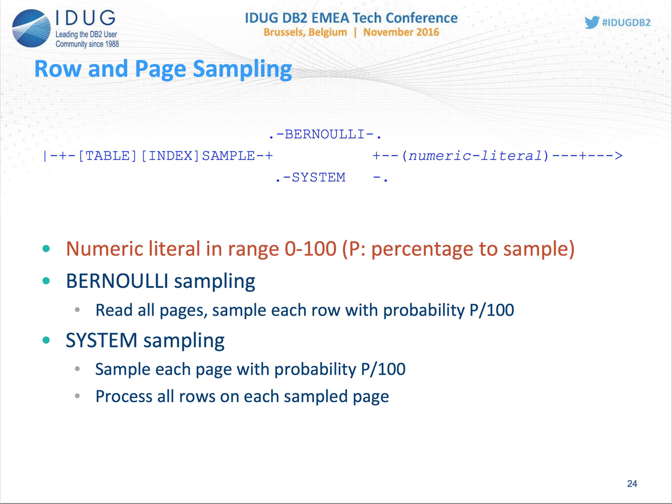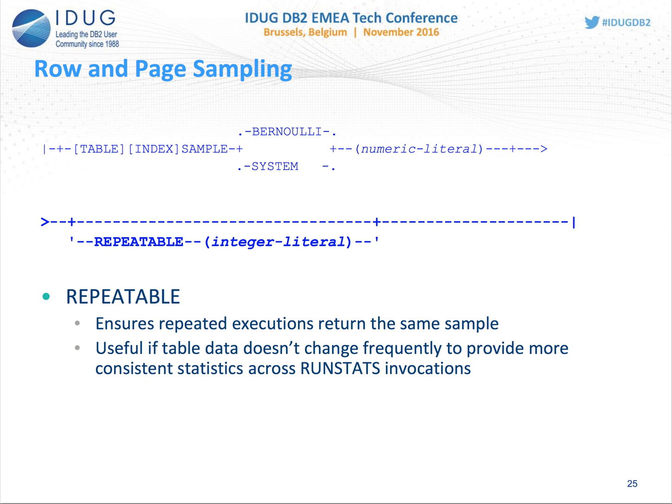You can also specify another option that goes along with that called repeatable. And it's not used all that much. Why it's there is that if the data in your table is not really changing and you're reissuing the sampled RUNSTATS, it just means that the seed for the random function that does the sampling will remain the same across those RUNSTATS, and so you'll get deterministic stats based on sampling. It's not used that often. I haven't seen a lot of use for it, but it's there if you want to have a little bit more deterministic stats from sampling.